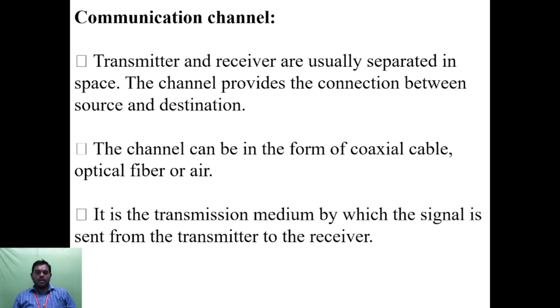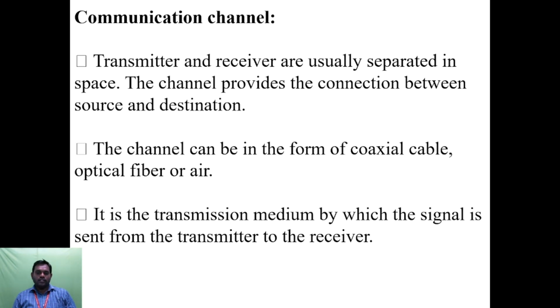Transmitter and receiver are usually separated in space. The channel provides the connection between source and destination. The channel can be in the form of coaxial cable, fiber optic cable or air. It is the transmission medium by which the signal is sent from the transmitter to the receiver. The channel is the middle part between the transmitter and the receiver, which carries the signal from transmitter to receiver. It has two types: wired channel and wireless channel.